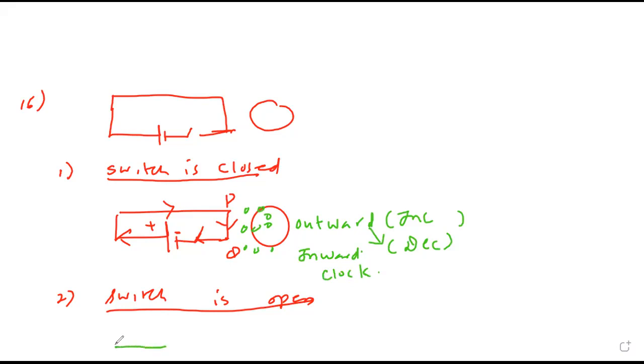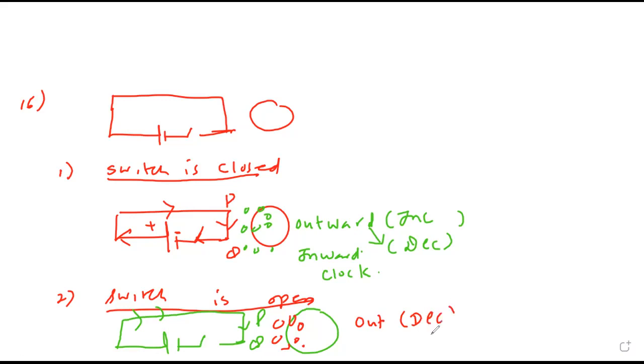Now when you open the switch, current will not flow reverse. It will decrease to 0. That means current will keep on flowing in the same direction with decreasing magnitude. Like current will become, starting it was 10, then 9, 8, 7, 6, 5, 4, 3, 2, 1, 0. But field will remain in same direction because current will be in same direction. So outward, but decreasing field will be created.